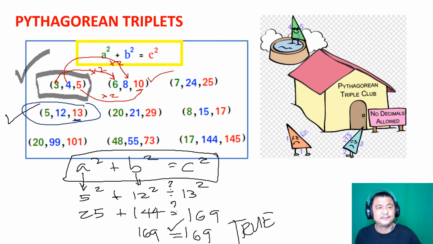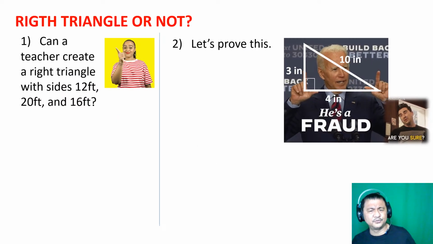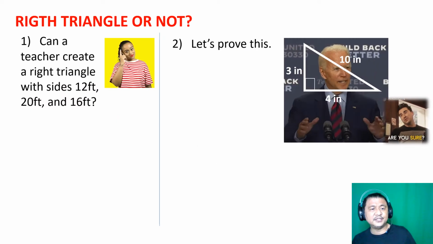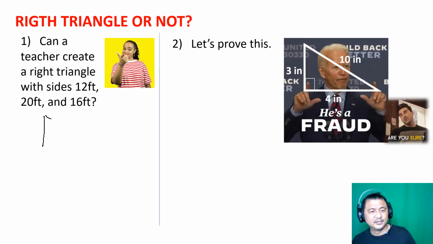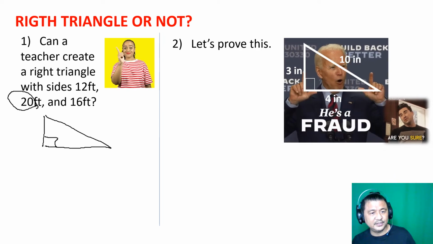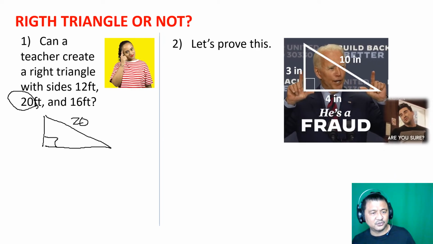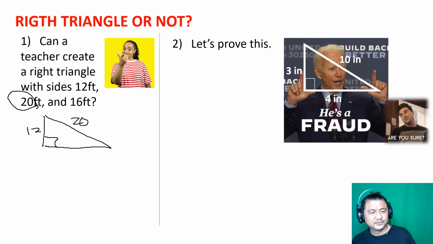Okay, now let's try to prove it. Can a teacher create a right triangle with sides 12, 16, and 20? Let's draw a right triangle. The longest is 20. Let's put 20 there. The 12 and the 16. You look shorter, you're the 12. You're the 16. Next, put the letters.